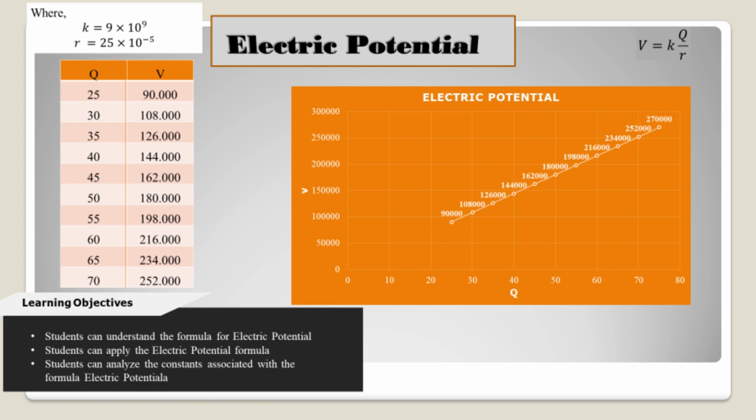From the graph of electric potential and Q, the charge, we can see that the graph line is a sloping linear line with the value increasing gradually as the range increases.